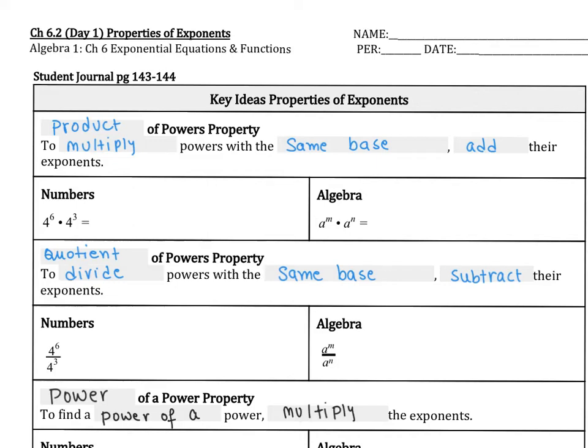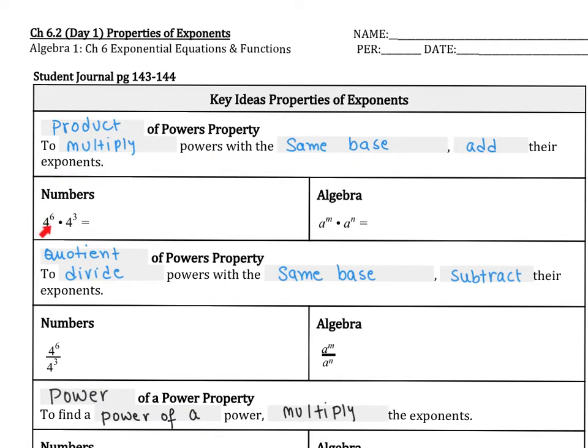Chapter 6.2, Day 1, Properties of Exponents. Key ideas, properties of exponents, product of powers property. To multiply powers with the same base, add their exponents.